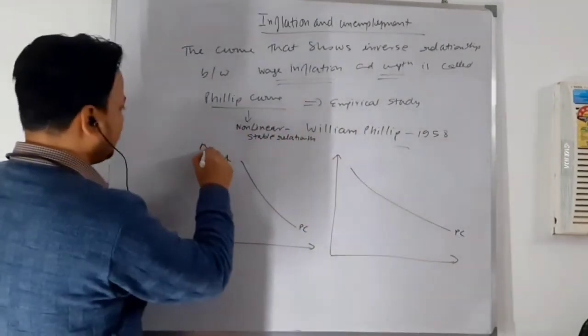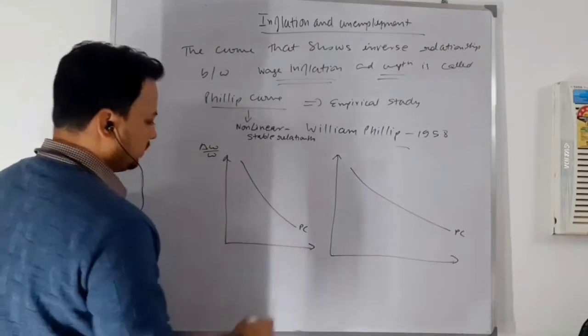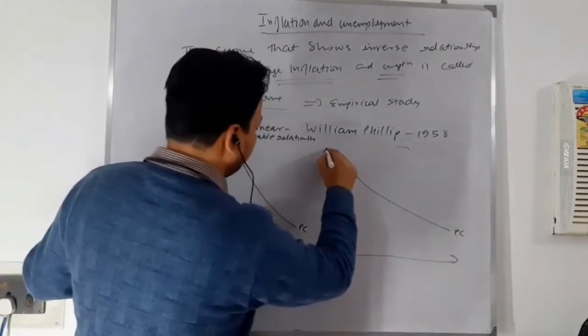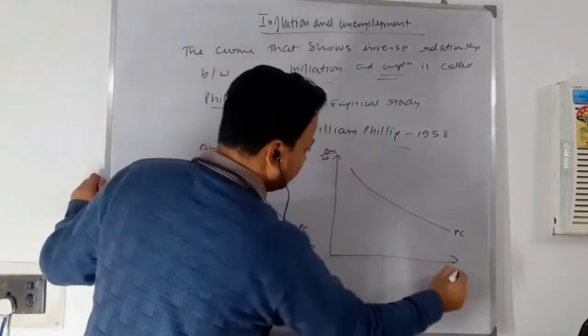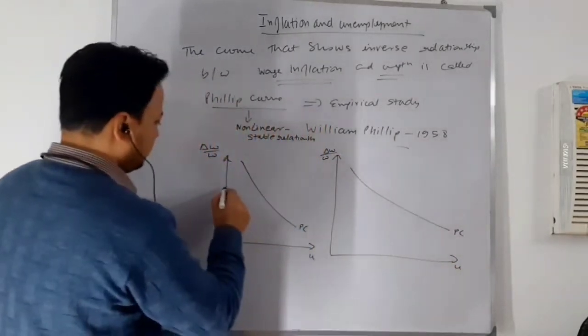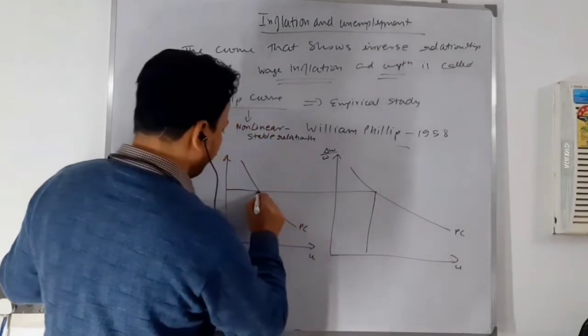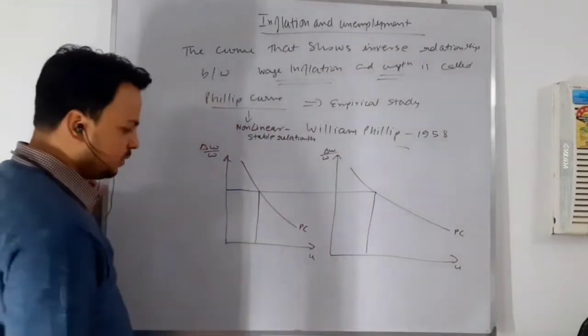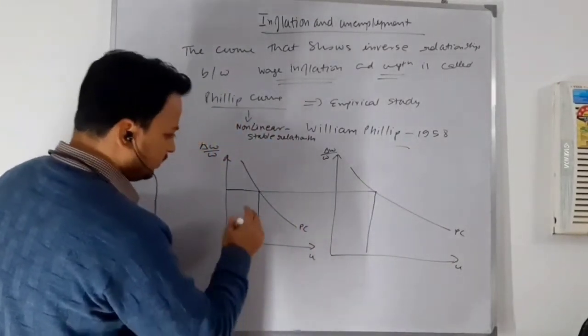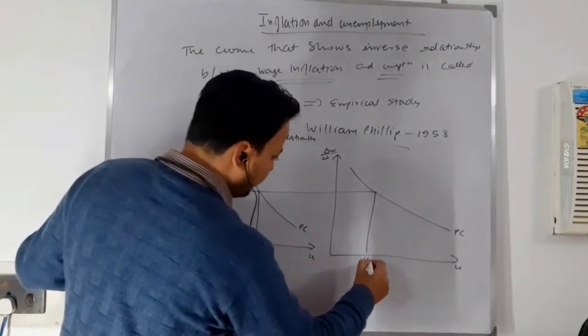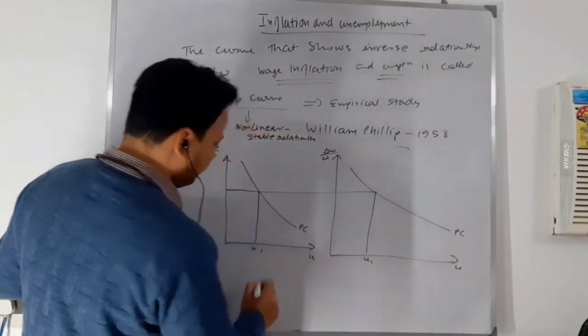Here you write the rate of increase in wage, and here you write the unemployment rate. Here, rate of wage inflation, unemployment. So I am taking the same wage rate. Suppose this is the wage rate. So this must be the unemployment rate here, and this must be the unemployment rate here. Say U1.